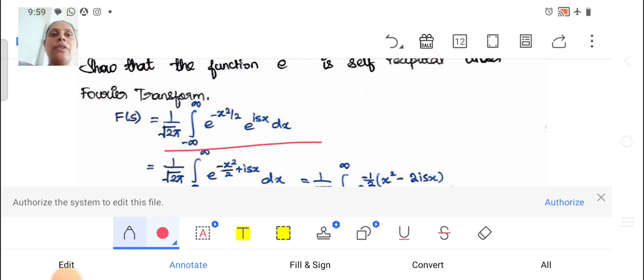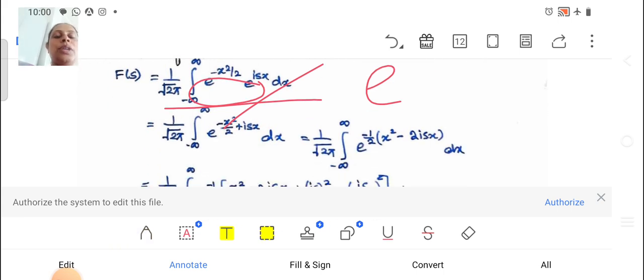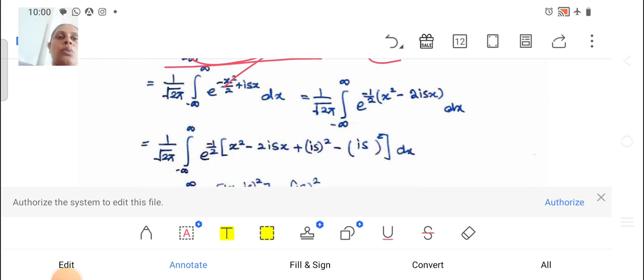F(s) is 1 by root 2 pi, integral from minus infinity to infinity of e^(-x^2/2) into e^(isx) dx. The exponential is common, so adding the powers we get e^(-x^2/2 + isx) dx. Taking minus 1 by 2 outside, that is e^(-1/2 (x^2 - 2isx)) dx.